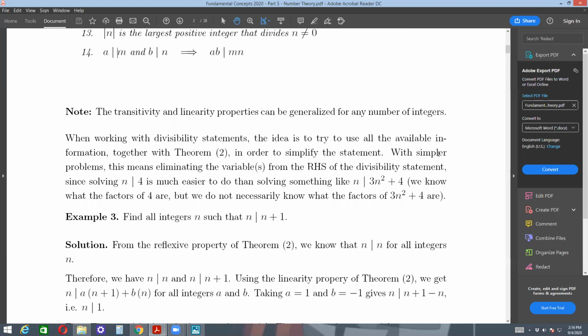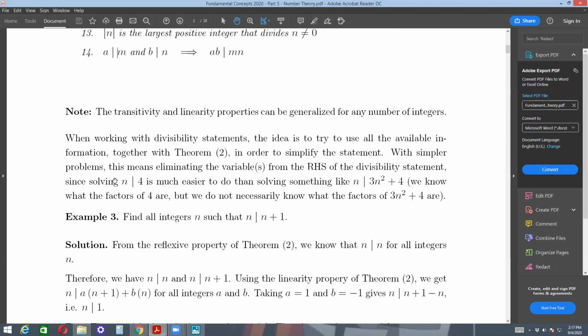Right, now how we use divisibility is like this. Suppose I wanted to find all integers n that satisfy this divisibility statement. Basically, it says that n is a divisor of 3n squared plus 4. Now, it's not easy to see how to do that, because you don't know what the divisors of 3n squared plus 4 are. If you knew what they are, then you could try to take cases.